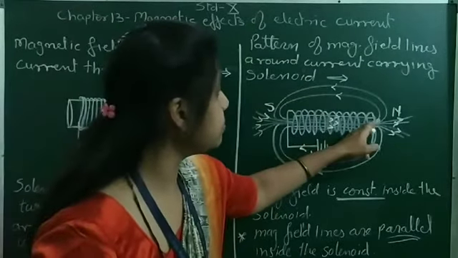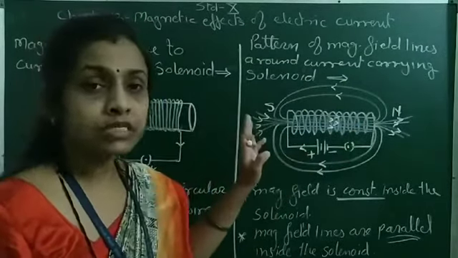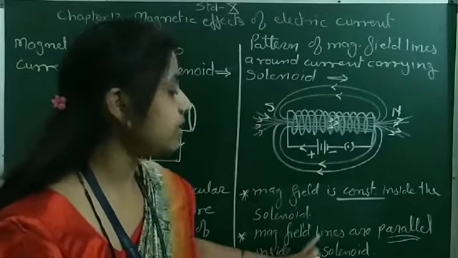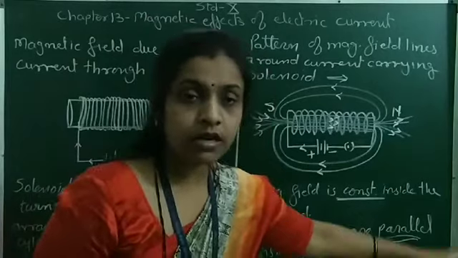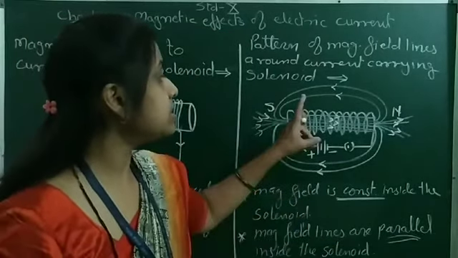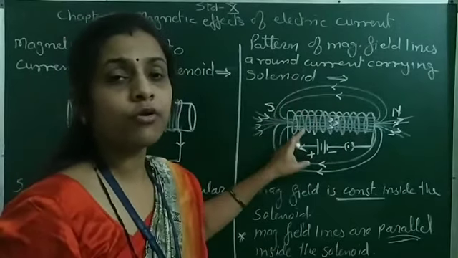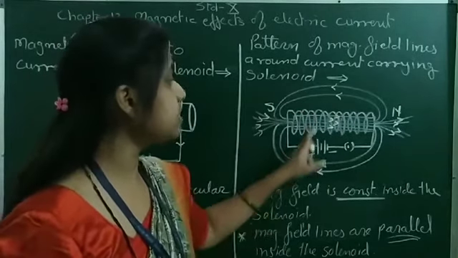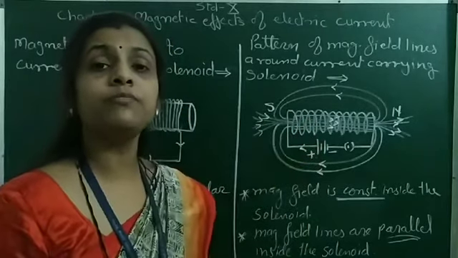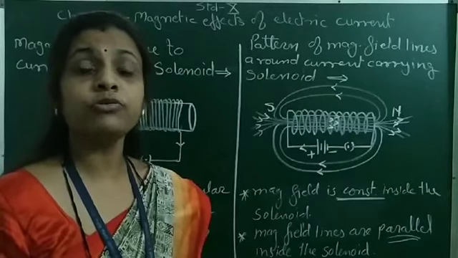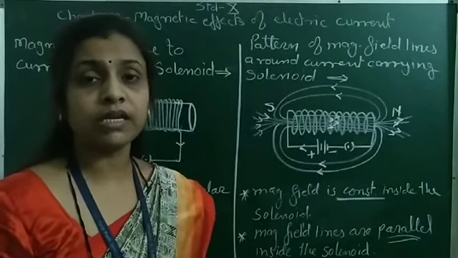That is, it emerges from north and merges at south. But what about inside the solenoid? Inside the solenoid, the magnetic field lines are parallel to each other, and therefore the magnetic field is constant at every point inside the solenoid. And as the magnetic field is constant, the solenoid produces a large, strong magnetic field.